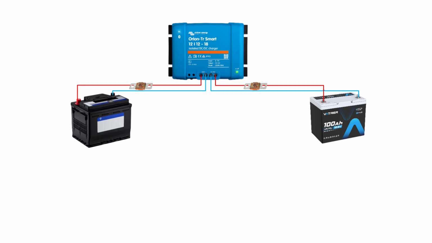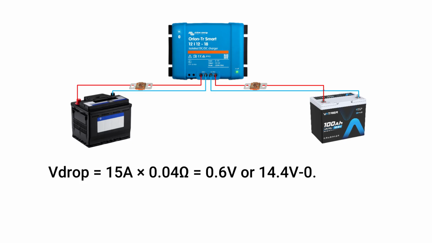Let me show you with an example. So initially, when we start charging the battery at a high current, let's say 15 amps, and the resistance of the wires is 0.04 ohms, we have a 0.6 volt voltage drop. So we can only see 13.8 volts at the battery terminals. This is not sufficient to charge it all the way to 100%.